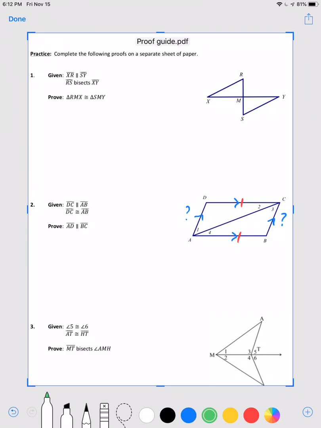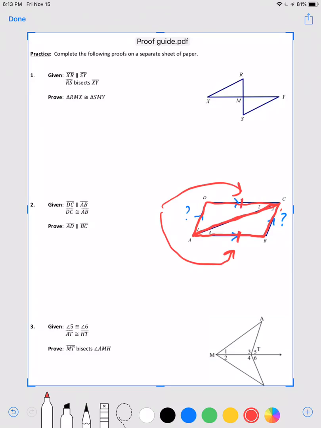So you usually want to think in terms of the triangles. At the moment, between these two triangles, I'll highlight them in red, DAC and CBA, we know one pair of parts between them that are congruent.